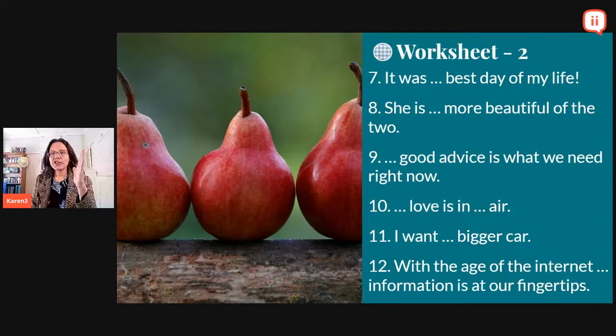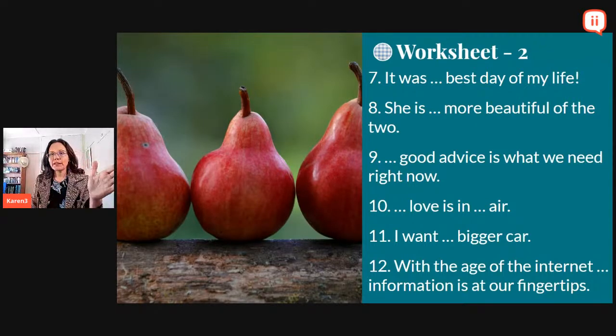Number nine is just as it stands, no article before. We'll actually start the sentence with a capital G: Good advice is what we need right now. Okay. Good advice is what we need right now.